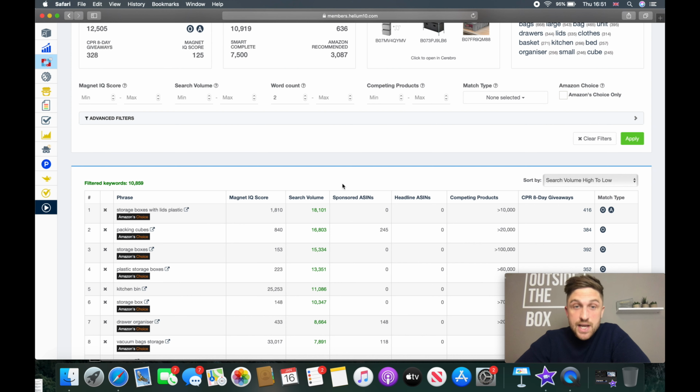Whereas if we look here, we order those from high to low, we can see straight away the search term storage boxes with plastic lids has got 18,000 searches per month. Now, you might have disregarded storage boxes, right? But it turns out that when you actually look for storage boxes with plastic lids, the competition is lower, the reviews are lower, and there's far more opportunity to launch that product and the revenues there.